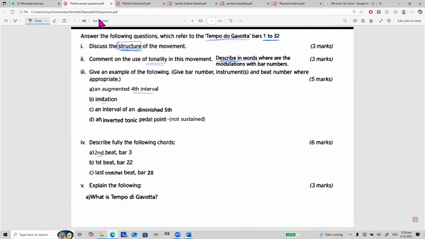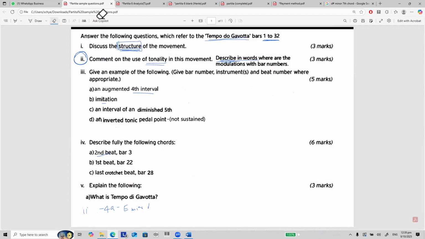So for answering question 2, during the exam, you can list out the tonality like this. For example, for question 2, bar 1 to 4, A is E minor.